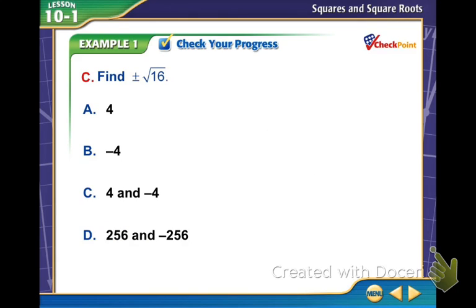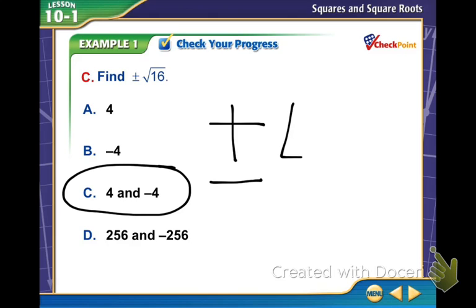Okay, on your handout, find the positive negative square root of 16. Okay, did you find it to be a positive and a negative 4, which we would also be able to write as positive negative 4.